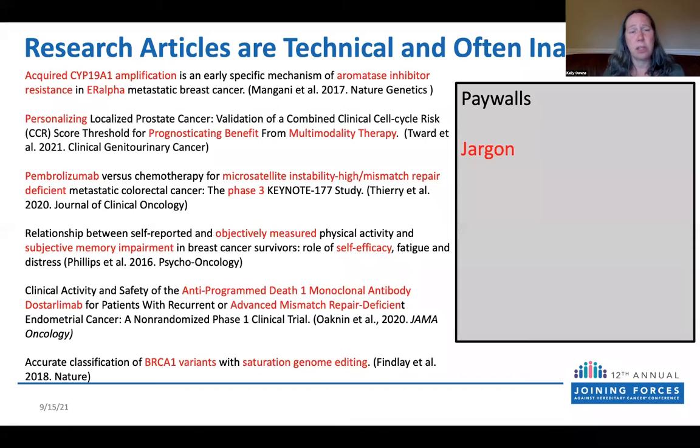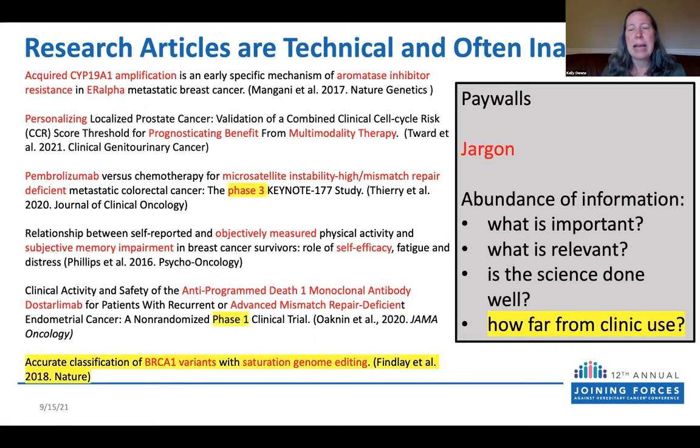Additionally, there's a lot of jargon. So just looking down this list, there's a lot of words that, if you're not in a scientific field, don't particularly have any meaning. There are particular scientific terminology or names of things that make it very difficult to read a lot of these papers. Additionally, while there's an abundance of information here, it's hard to sort through what's important, what's relevant to a patient versus of interest to understand the science at a basic level. Is the science done well? It's hard for someone who's not in a particular field of science to understand another field of science, never mind someone in the general public. And then how far is it from clinical use?